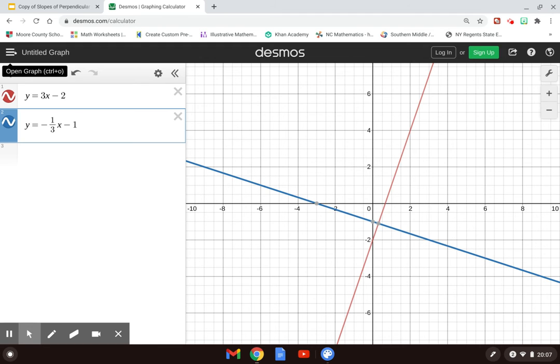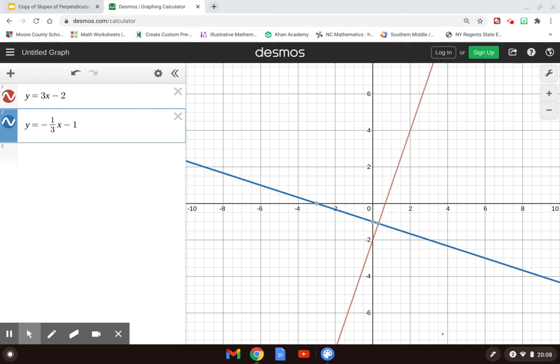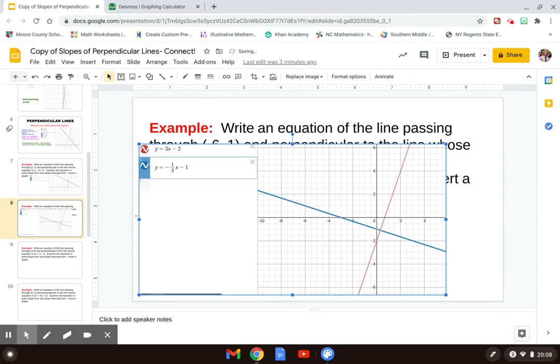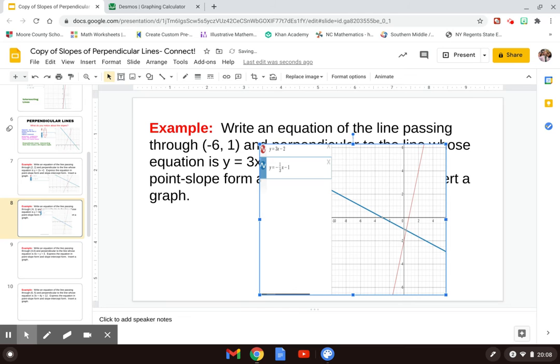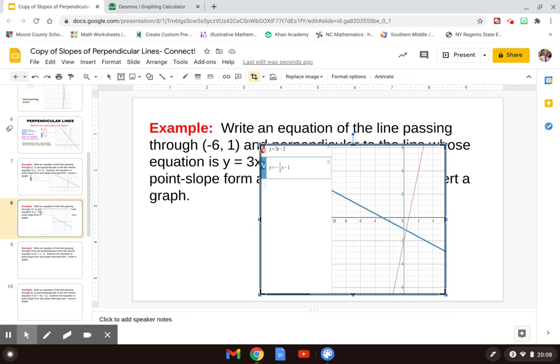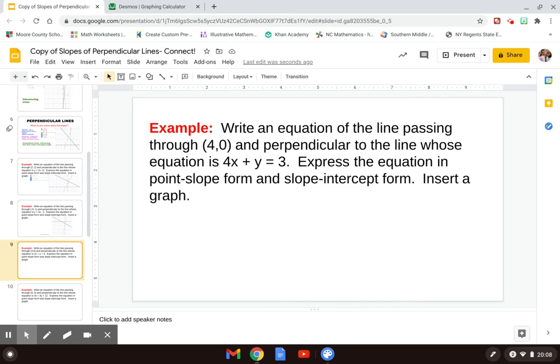All right, so let's go ahead and screenshot that. All right, there we go. Oops, cut off my equations. But all right, so there's what our lines look like. Okay? All right, so the next two we're going to do are lines that are in standard form.